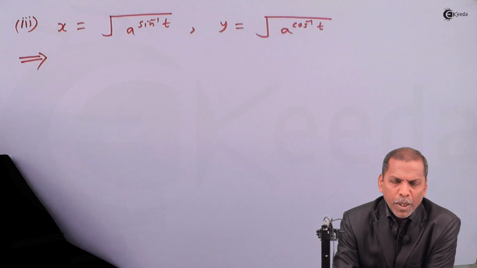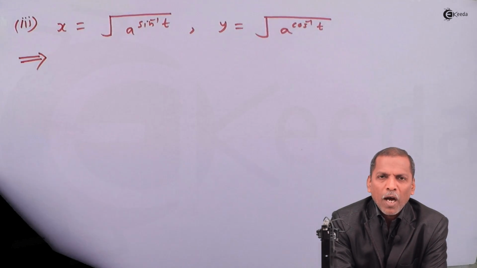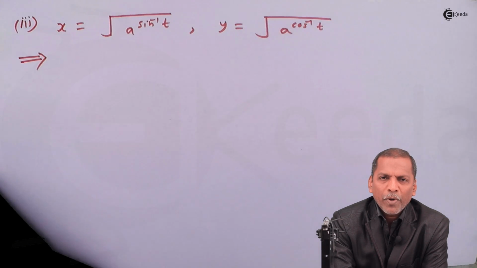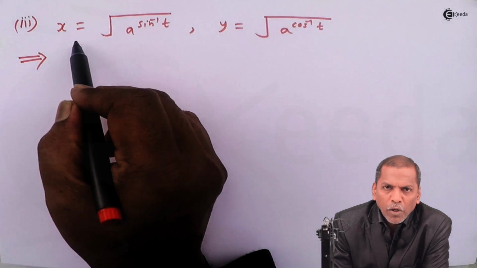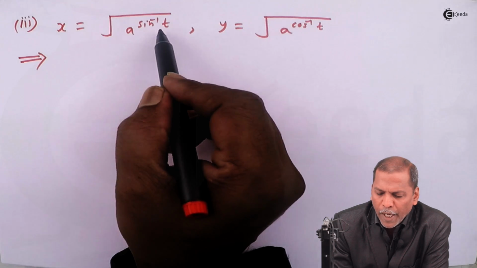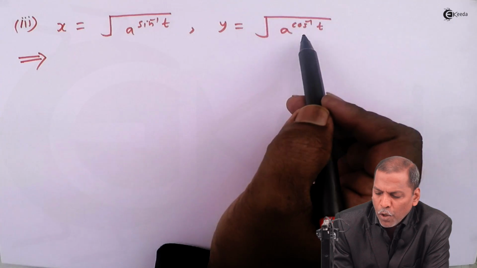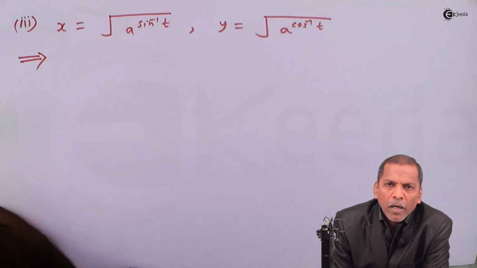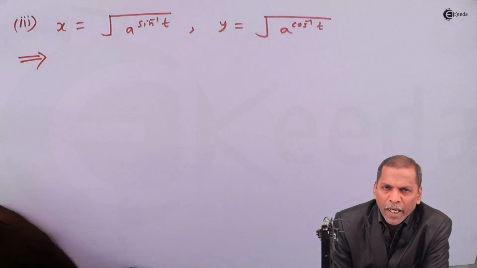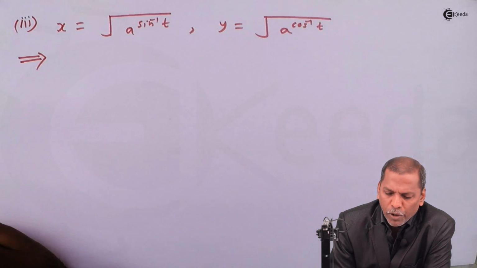Hello friends, now we see problem 2 sub question 3, which is also based on higher order derivative of chapter differentiation. The problem is x equal to square root of a raised sine inverse t and y equal to square root of a raised cos inverse t. For this question, we have to find d2y by dx square, that is second order derivative. Now let's see the solution.